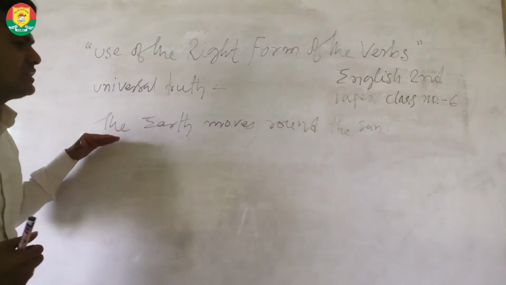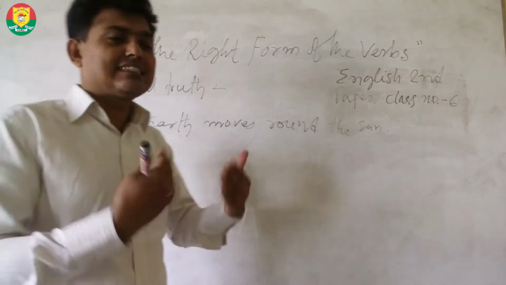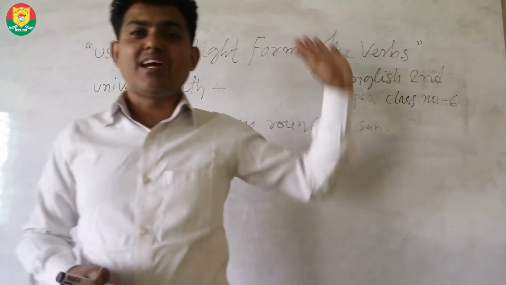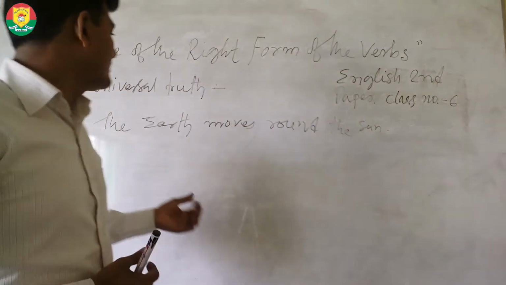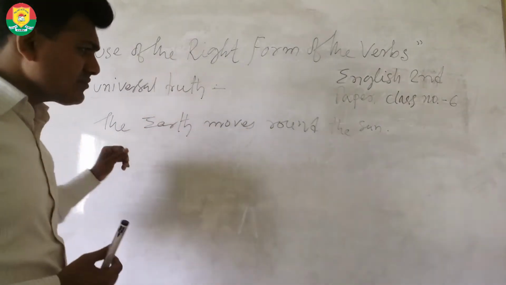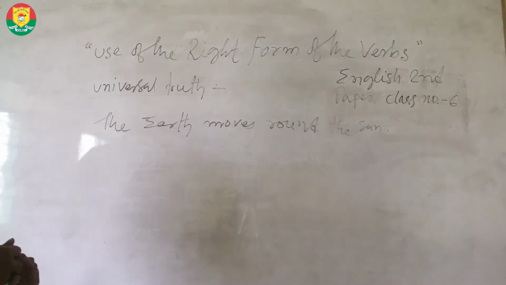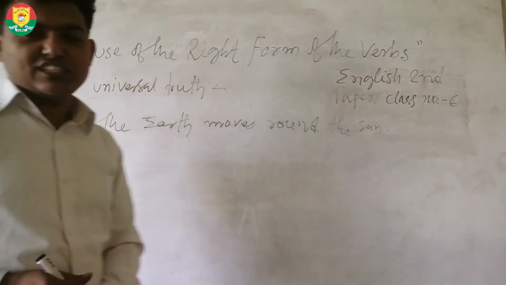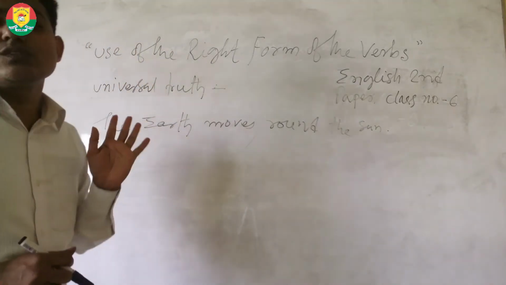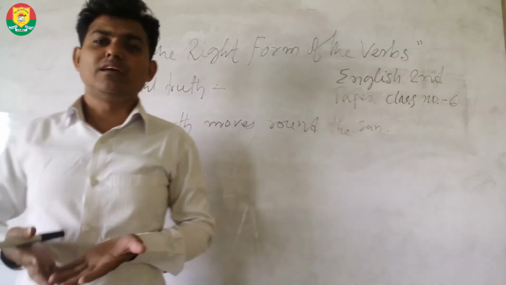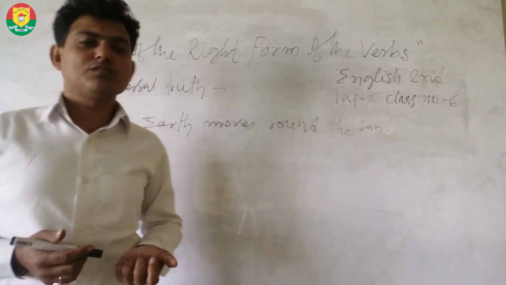Another example: the sun sets in the west and rises in the east. This is also a famous universal truth. Dear learners, next we can say habitual fact. We have learned that in these two cases the present indefinite tense must be used.